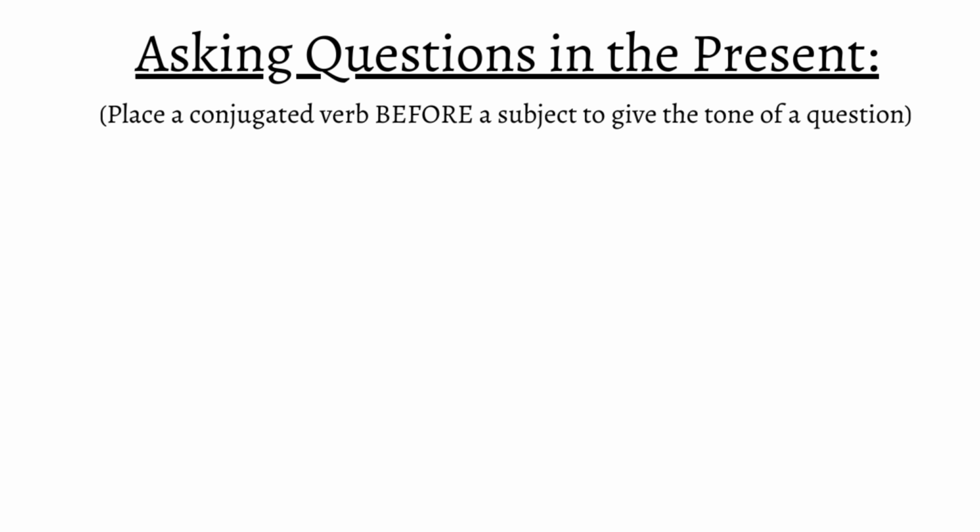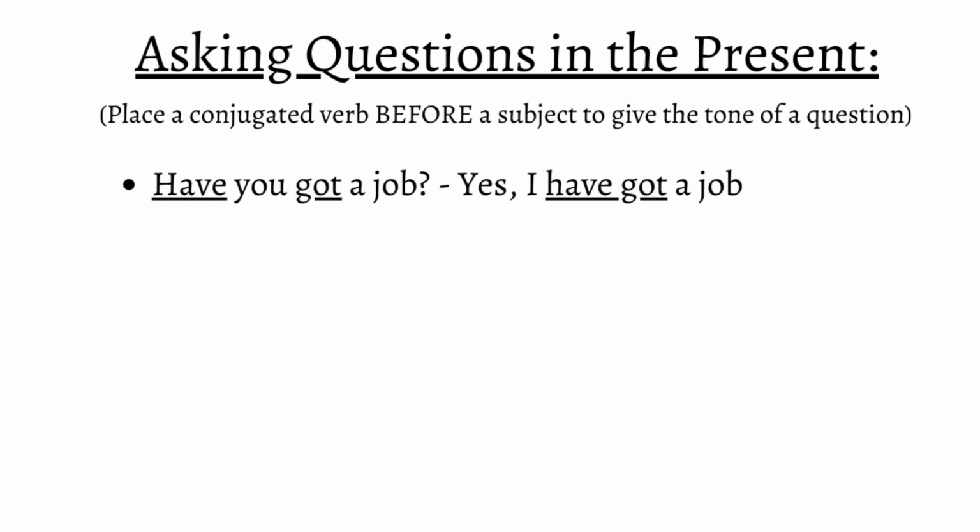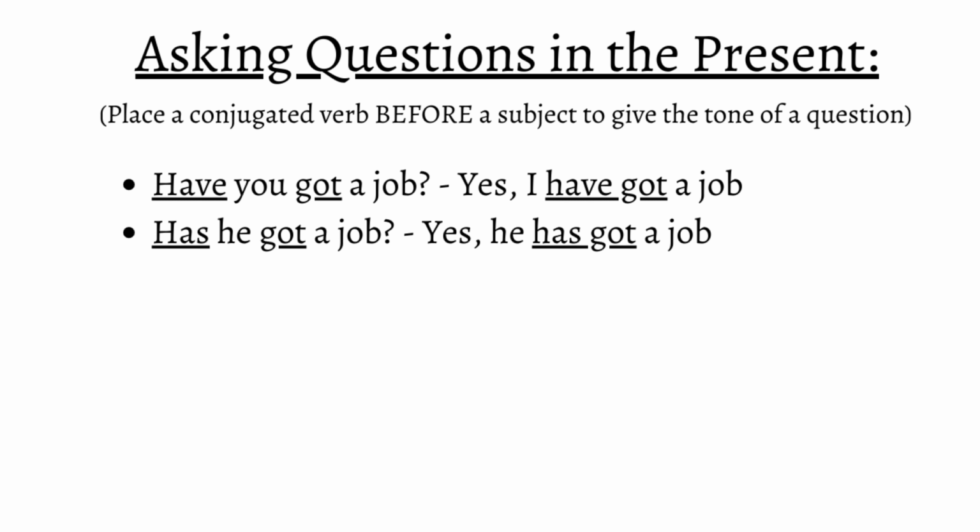After knowing the conjugations for all of these verbs, the best way to utilize them would be in questions. Asking questions using these verbs is not that hard because the only thing we do is place a conjugated verb before a subject to give a question-like tone. For instance, I can ask, "Have you got a job?" The reply can be, "Yes, I have got a job." The same can apply to any other subject, like, "Has he got a job?" Yes, he has got a job.